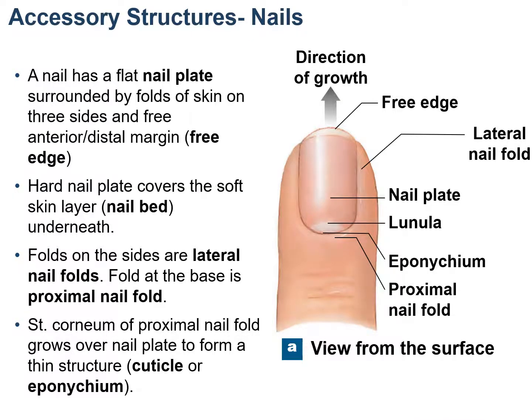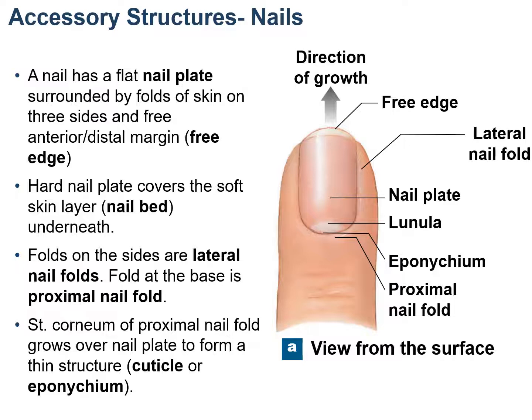We have completed hair and glands in the skin. The third accessory structure is a nail. The nail has a flat plate-like structure which is hard, that is known as the nail plate. And the nail plate is surrounded by skin folds on three sides while it is free on its distal margin. This is known as the free edge, and that is the direction of nail growth. Underneath the hard nail plate is a soft skin layer which is called the nail bed.